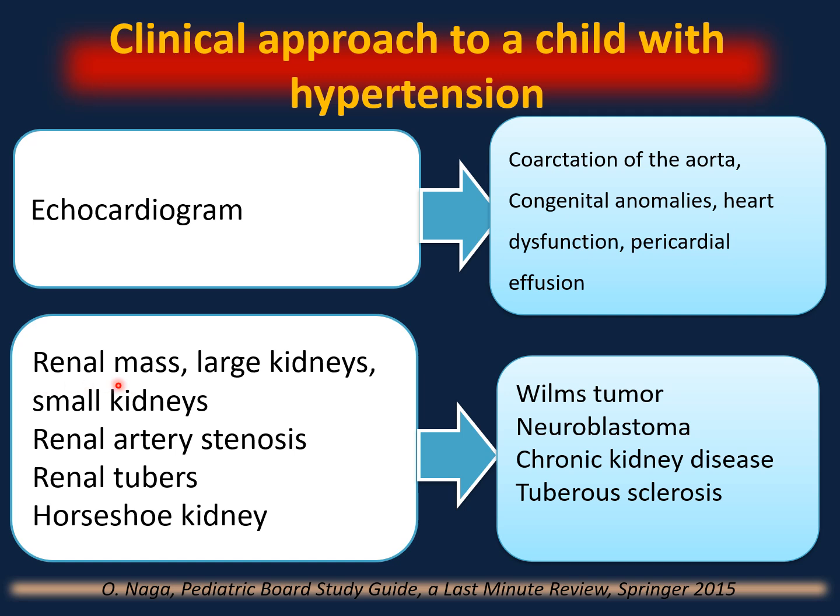Renal ultrasound can show renal mass, like in case of Wilms tumor or neuroblastoma. Large kidneys, like in case of polycystic kidney disease. Small kidneys, like in chronic kidney diseases. Renal tubers, like in tuberous sclerosis. Horseshoe kidney, like in cases of Turner syndrome.